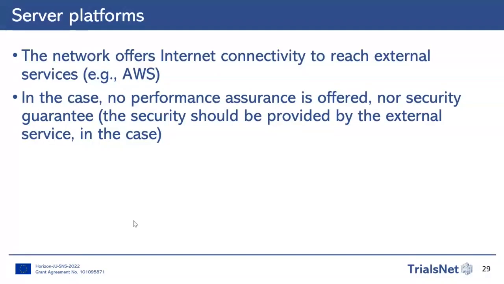So for what concerns the platform, as said before, the network offers internet connectivity to reach external services, like, for instance, AWS. But in the case that you use outside services, for instance, for hosting a server or specific services, the performance cannot be assured, because we can only assure the performance inside our network. And the same is true for the security. So if your use case uses services from outside third parties, the security of that connection and of that service will be provided by the provider itself.